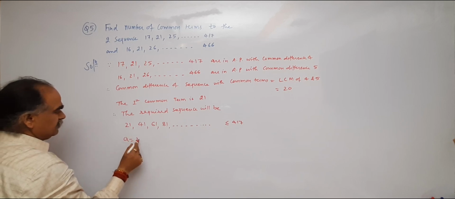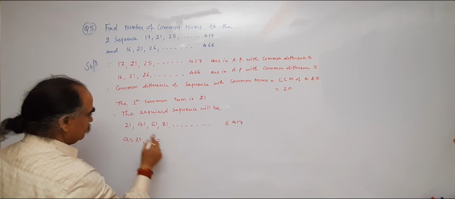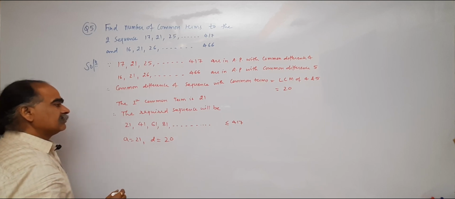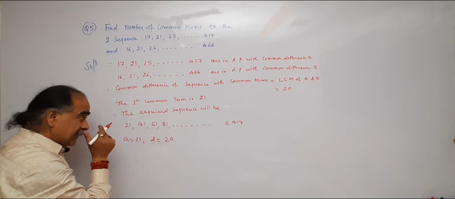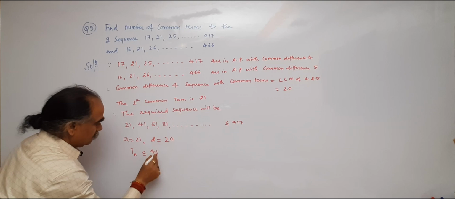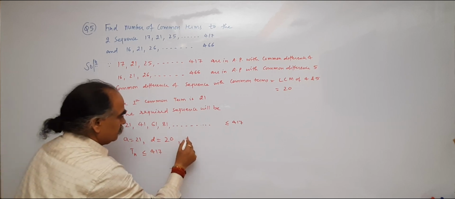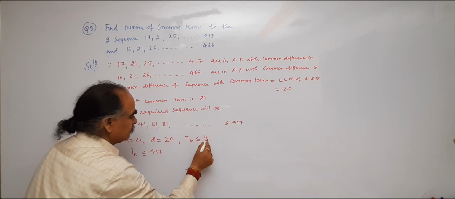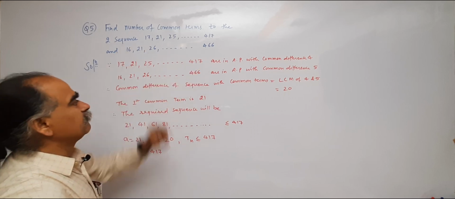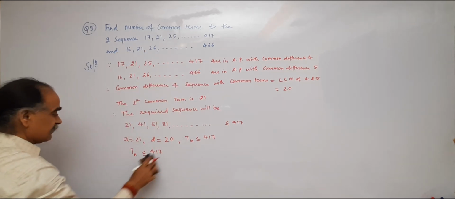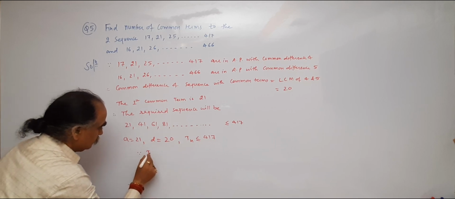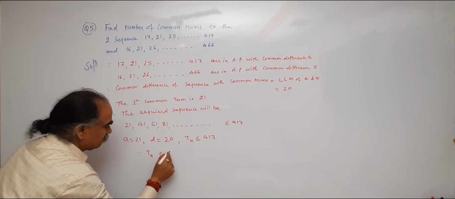A is 21. D is 20. Tn should be less than or equal to 417, because after 417 we have to go to 466, but we have to cover up to 417. Tn should be less than or equal to 417.